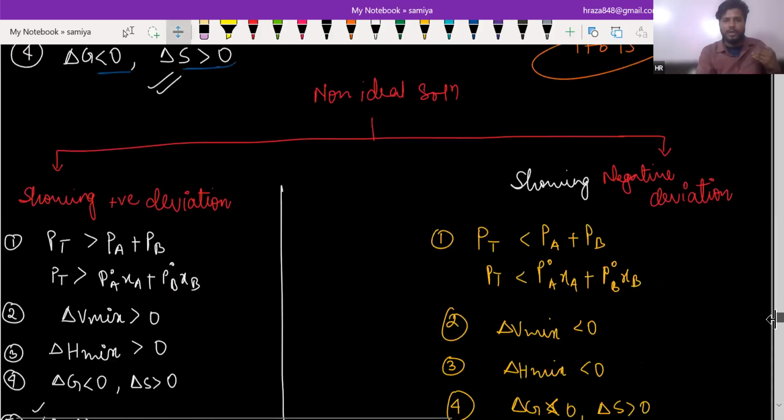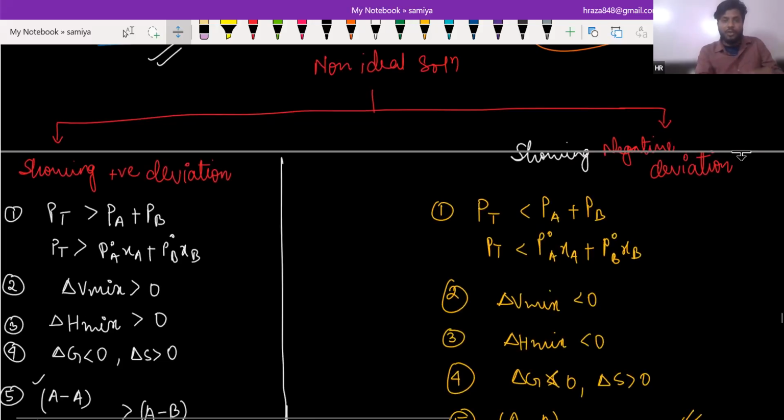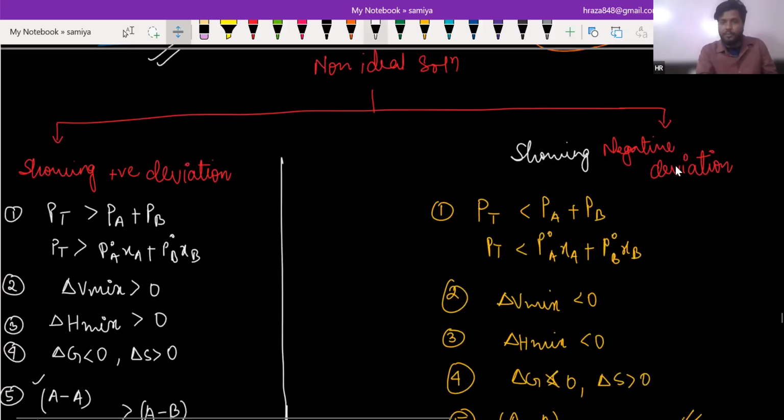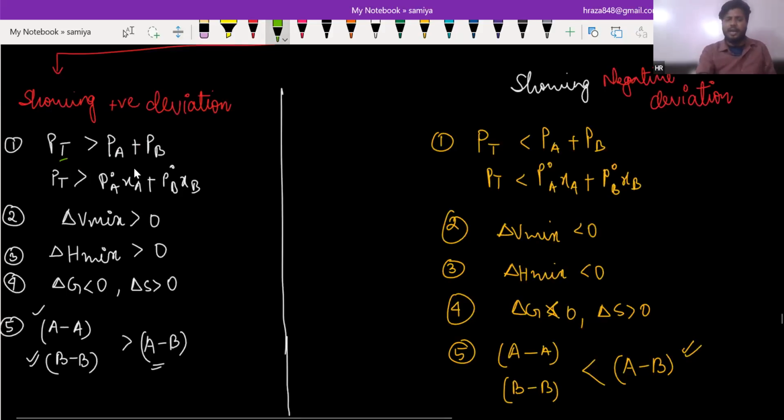So what is basically a non-ideal solution? A non-ideal solution has two parts: non-ideal solution with positive deviation, and non-ideal solution with negative deviation. See, in a non-ideal solution with positive deviation, you can see PT greater than PA plus PB. That means observed pressure is greater than calculated pressure. Are you getting my point? And if pressure is greater, that means we are talking about vapor pressure.